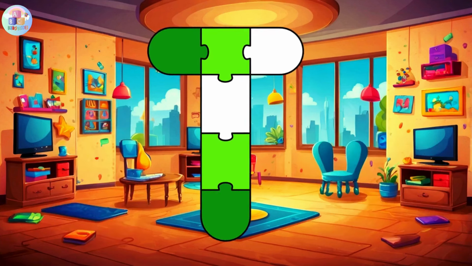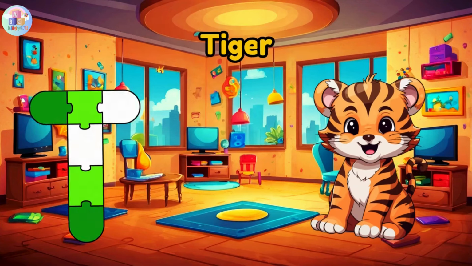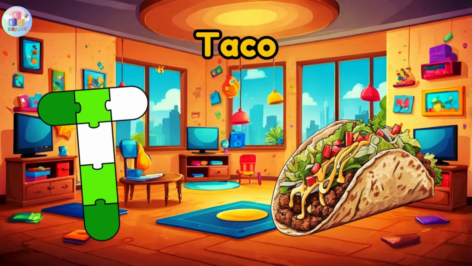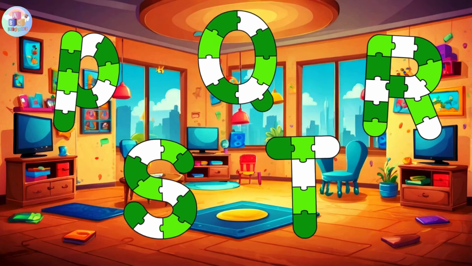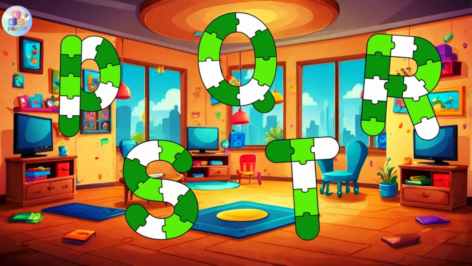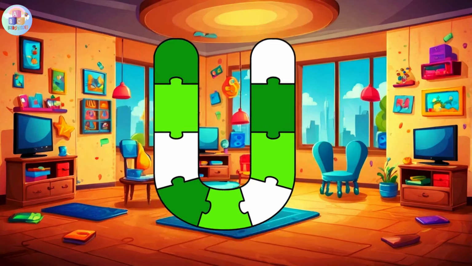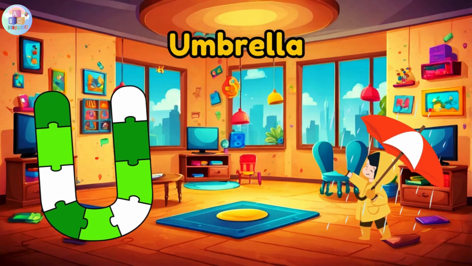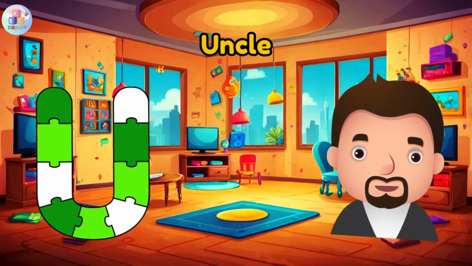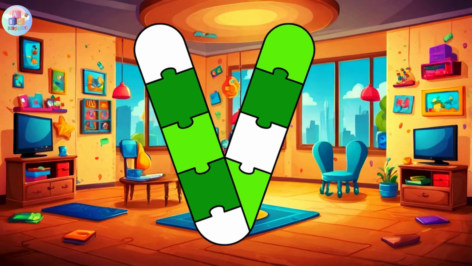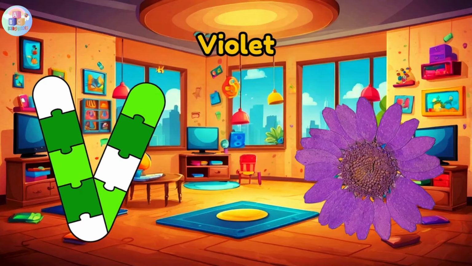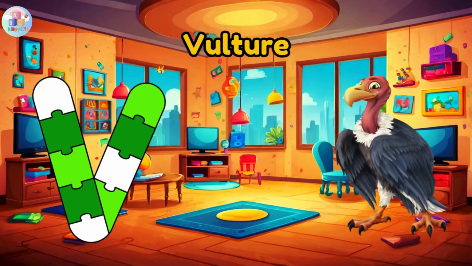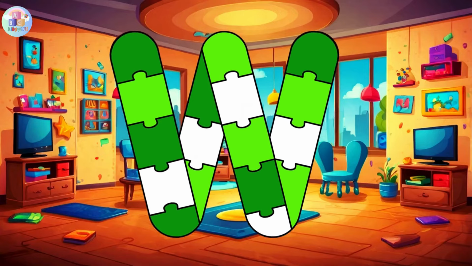T. This is the letter T. T is for tiger. T, T, tiger. T is for taco. T, T, T. V. V is for violet. V, V, violet. V is for vulture. V, V, V. W. This is the letter W.